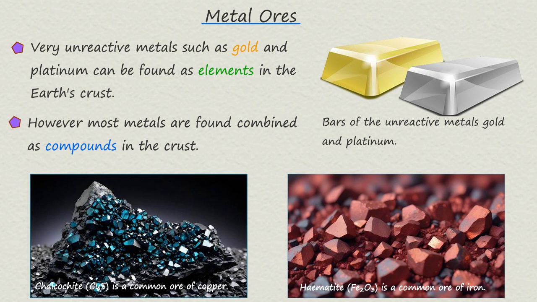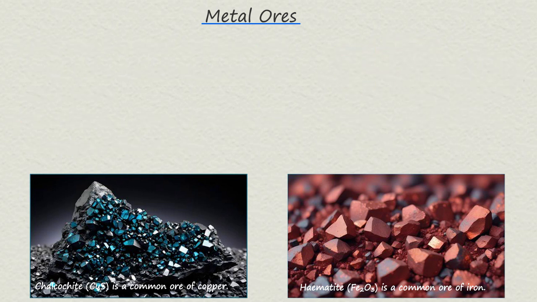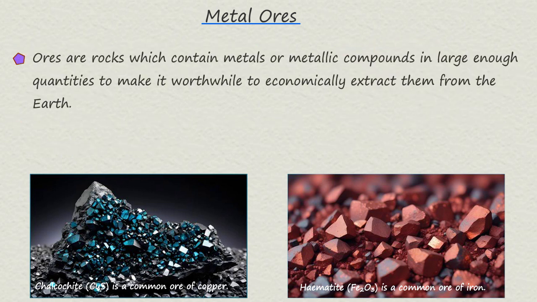For example, chalcocite is a common ore of copper composed mainly of copper sulfide, while hematite is a common ore of iron which consists mainly of the compound iron oxide. Rocks which contain these metal compounds in sufficient amounts to make it economically worthwhile extracting them from the earth are called metal ores.